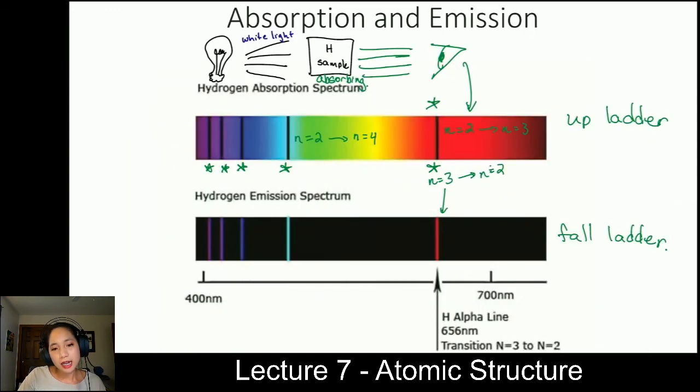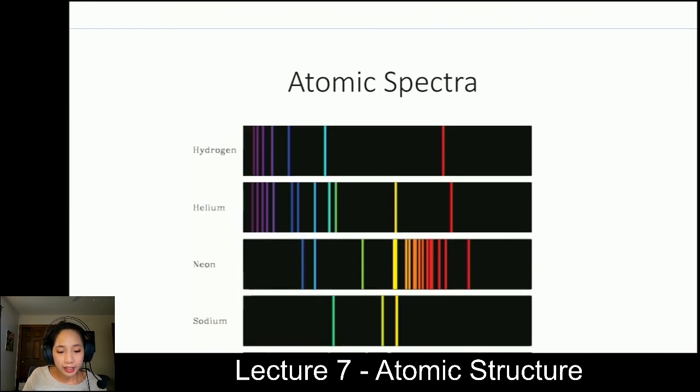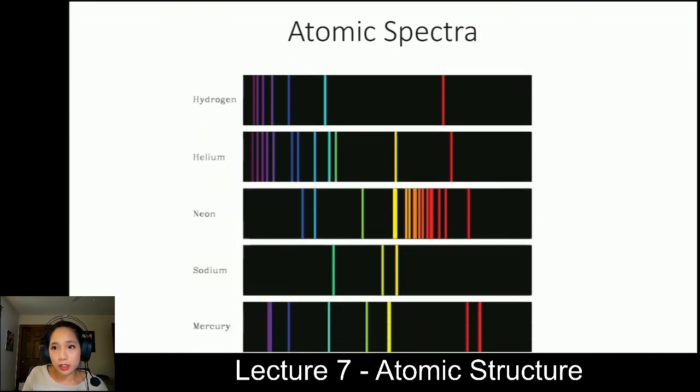Keep in mind that hydrogen is not the only element that has an absorption or emission spectrum. Every element has a unique atomic spectrum that can actually help us identify a lot of the different elements. So, we have our hydrogen atomic spectrum that you've seen, that's up top. Next, the next element, helium.